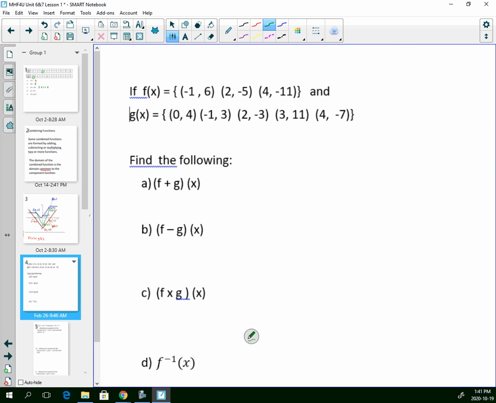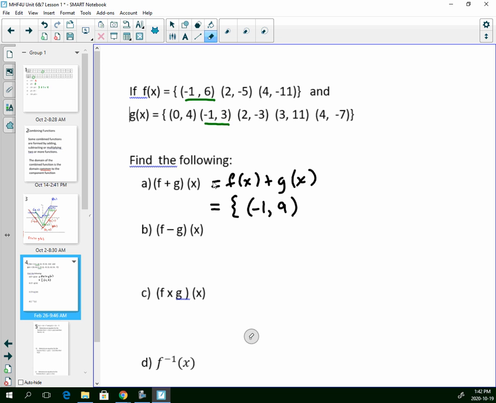You could also be presented with some ordered pairs, right? This is very similar to a graph, except they've picked the points for you. So in order to add f plus g of x, what does that mean? That means add f of x plus g of x. We're going to look for points that have the same x value. Here I see a point starting with negative 1, so I look for a point in g of x that also starts with negative 1, and there is one. So that first point I can add together. When x is negative 1, I add the y values. 6 plus 3 is 9.